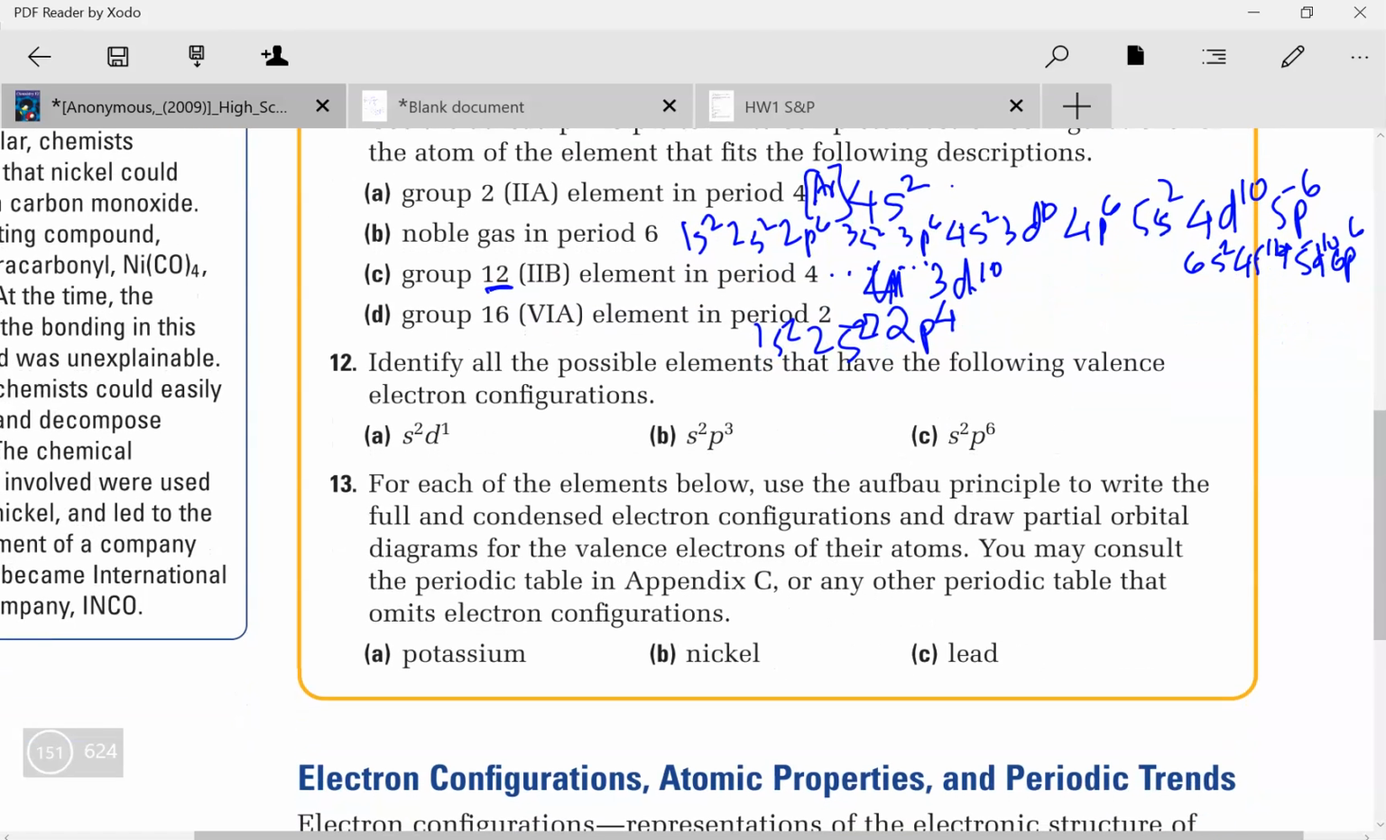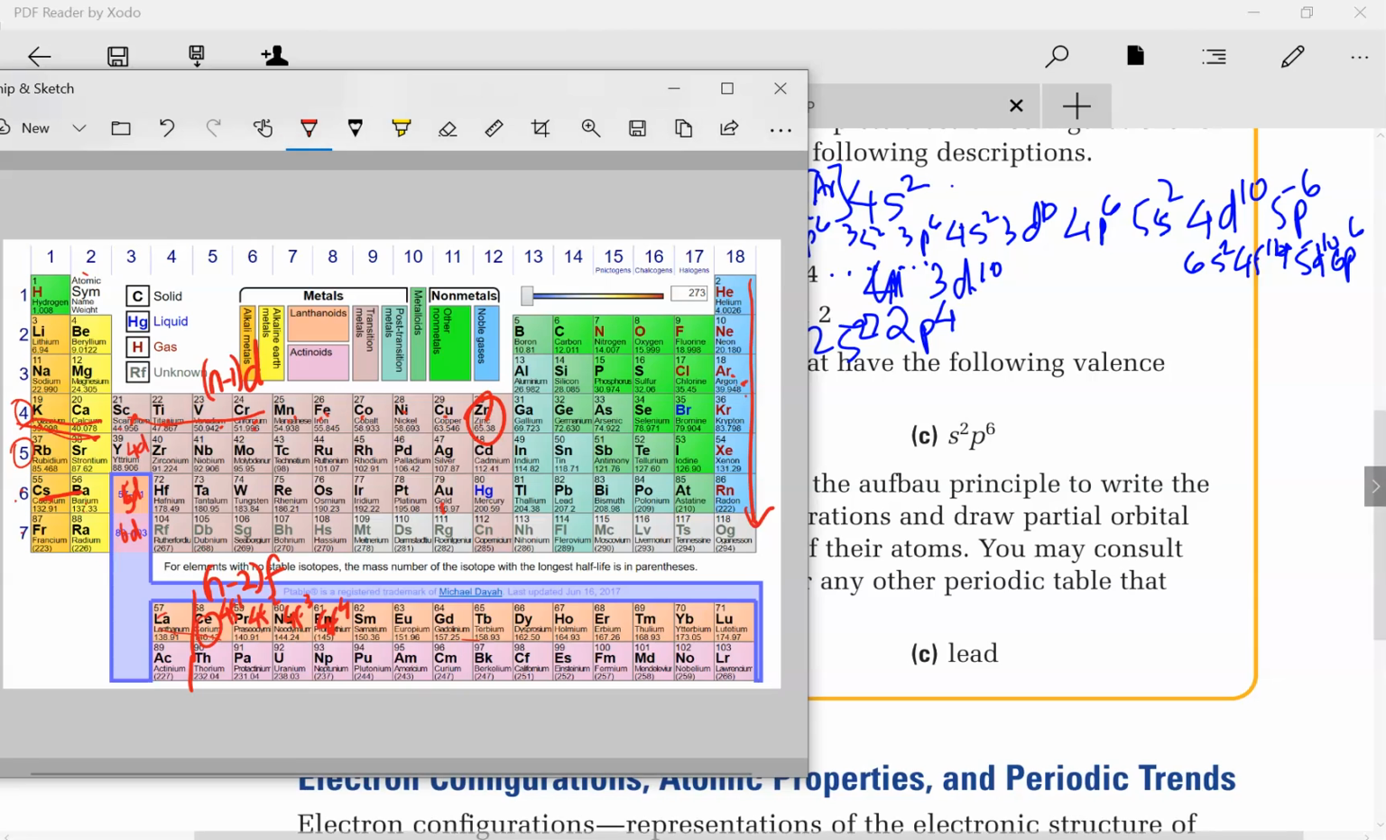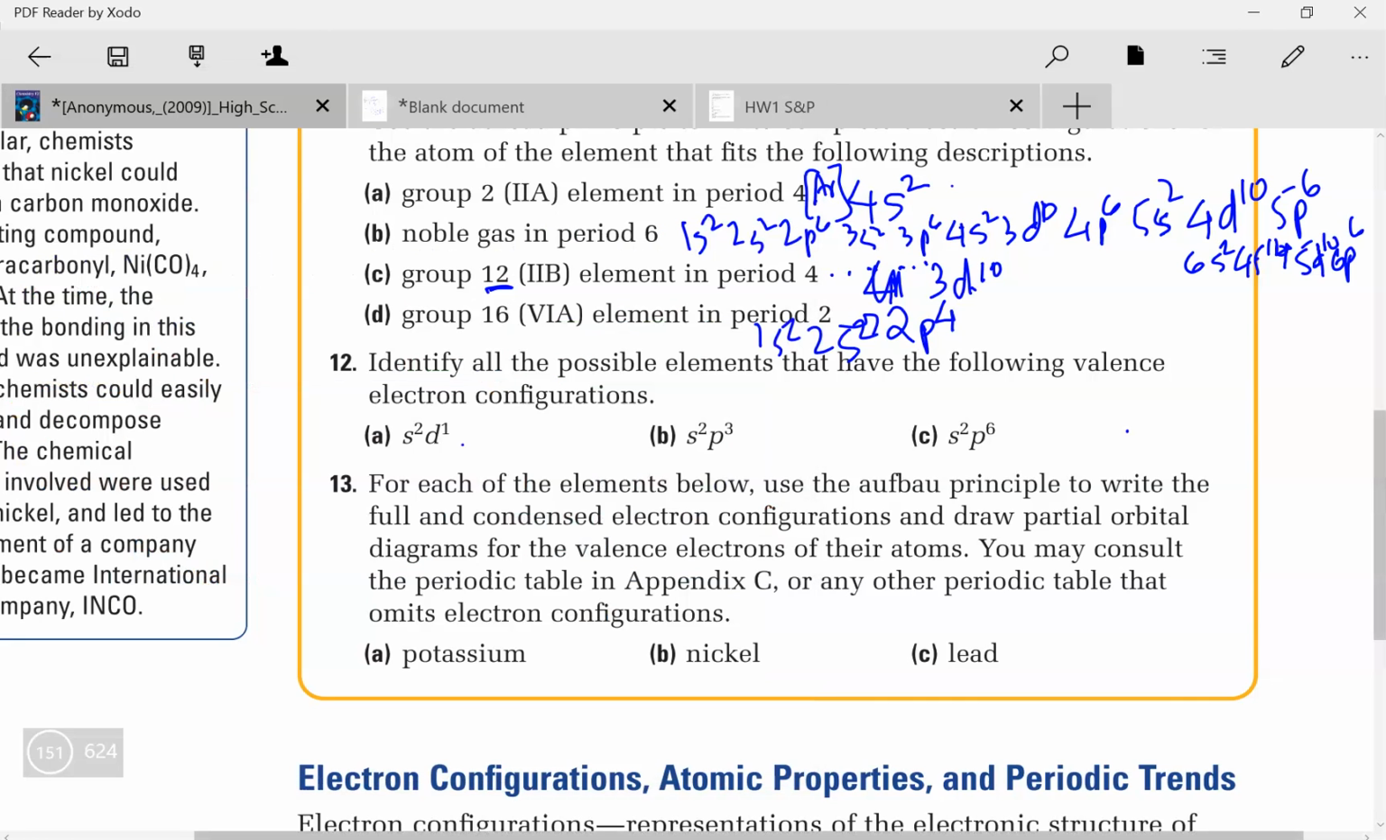Right, identify all possible elements that have the following valence electron configurations. So s2d1. So let's look at our periodic table. s2d1 would be scandium, yttrium, lanthanum, and actinium. Those are your elements that have these ones. So scandium, yttrium, lanthanum, and actinium.